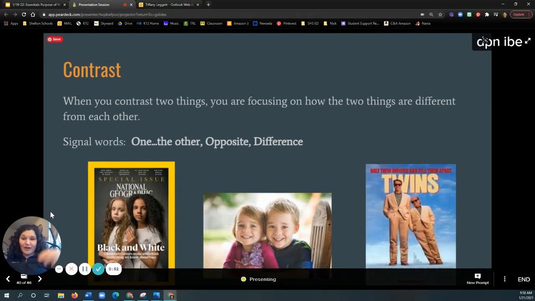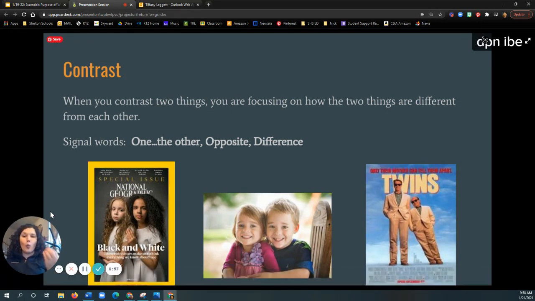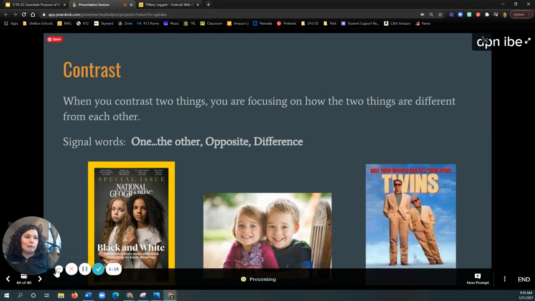When you're contrasting those things, you focus on what is different about those two things. So you might use words like on the one hand or another, one, the other. You might say opposite, this is different. Some of the differences between these two ideas are. So those are some of the signal words that you will use.